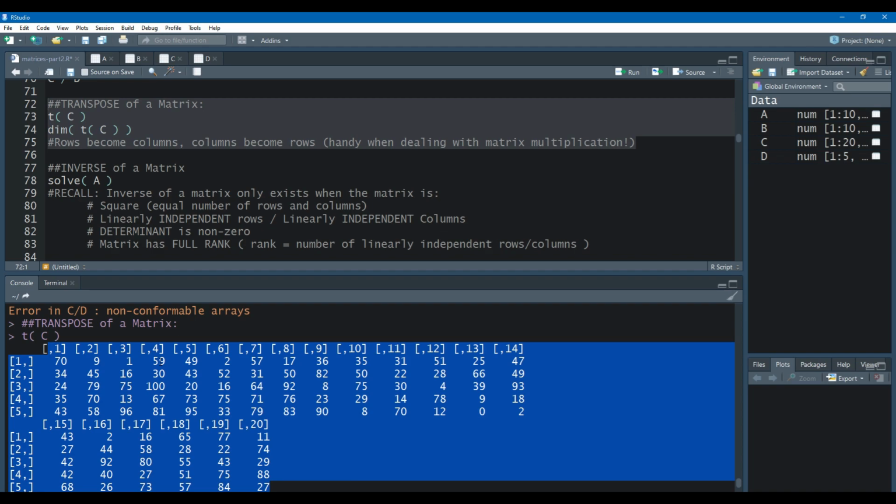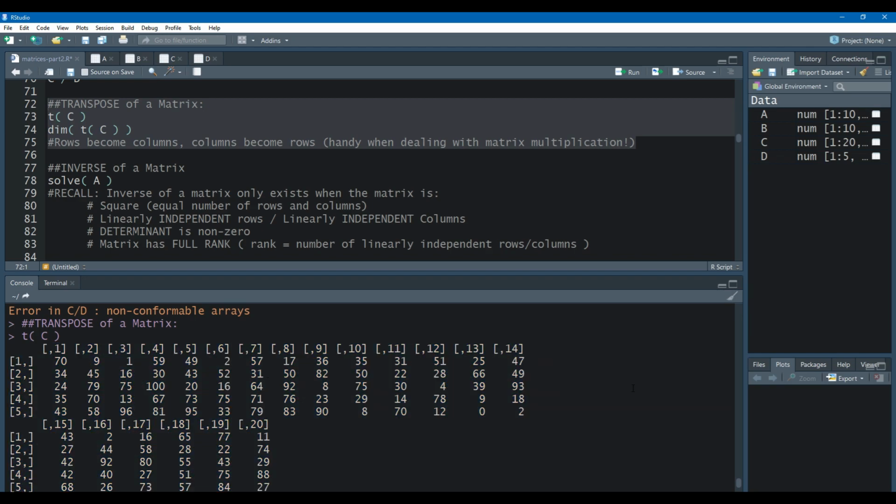So we changed matrix C from being a long matrix, right, an extremely vertical matrix of 20 rows. We converted it to being a very wide matrix, or a horizontal matrix, where it has only 5 rows and now 20 columns.